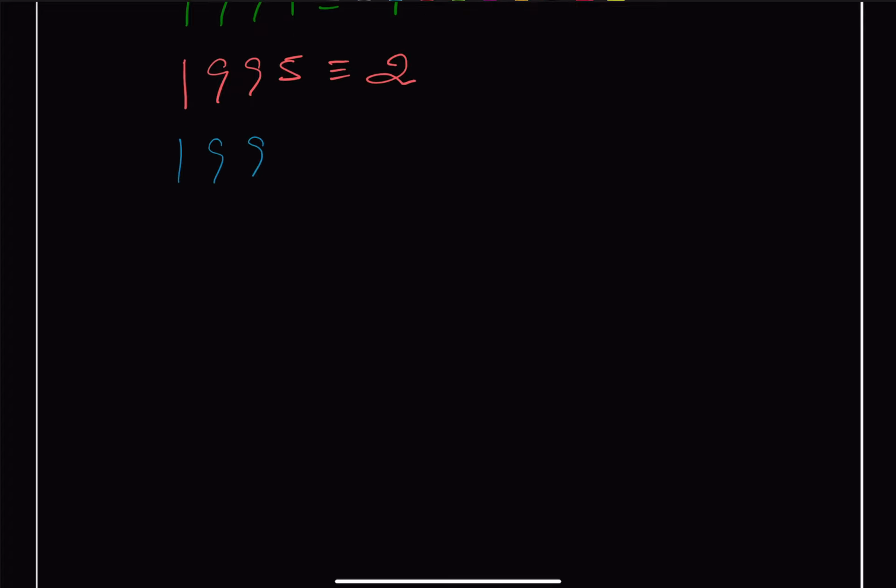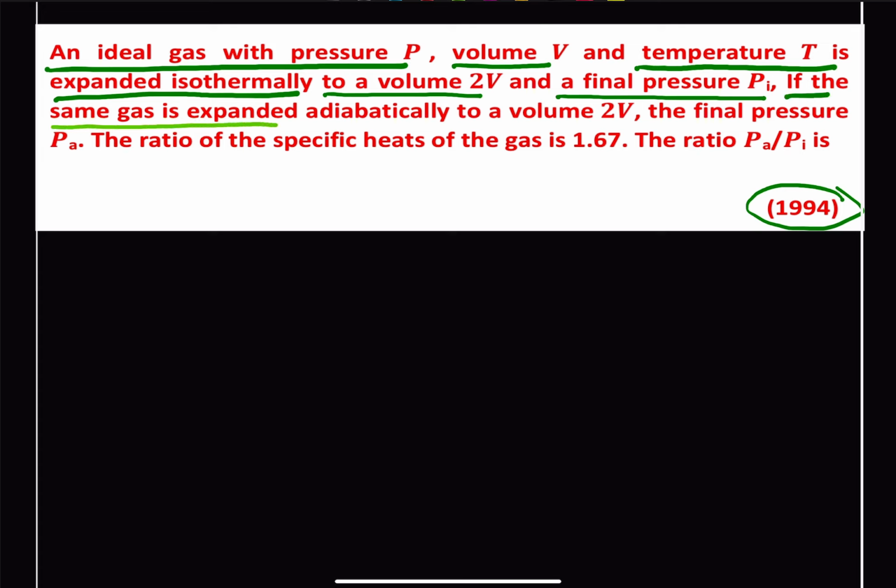First question, it was asked in the year 1994, and it states that an ideal gas with a pressure P and volume V and temperature T is expanded isothermally to volume 2V and a final pressure Pi. If the same gas is expanded adiabatically to volume 2V, the final pressure is Pa. The ratio of the specific heats of the gas is 1.67. The ratio of Pa to Pi is.